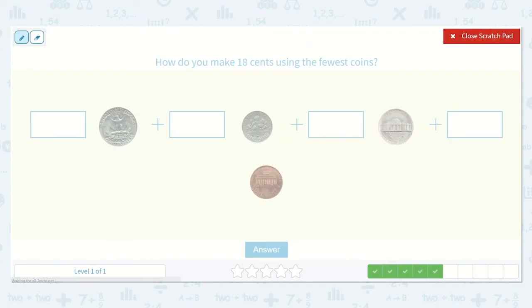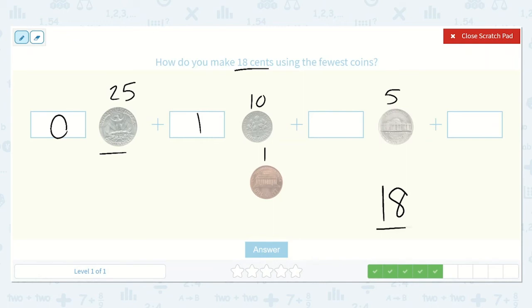Now they want to know, how do you make 18 cents using the fewest coins? I know my quarter is 25, my dime is 10, my nickel is 5, and a penny is 1. Well, I know that 25 is already more than 18, so we're going to have 0 quarters. What about a dime? Is 10 less than 18? Yeah, so we can do 1 dime. All right, because if we did 2 dimes, it would be 20 cents, which would be too much.